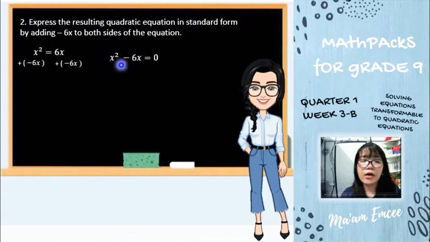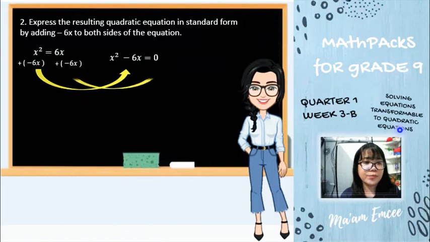And we cannot combine these two terms because they are not like terms. This one obviously has 2 as its exponent, and here we have 1. So they are not like terms, so we cannot combine them. So we have x squared minus 6x. And 6x plus negative 6x is equal to 0. So the quadratic equation in standard form is now x squared minus 6x is equal to 0.